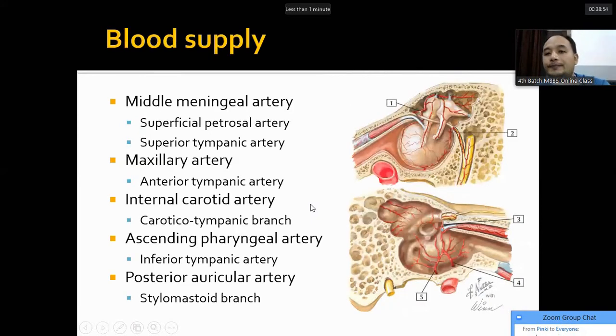Now the blood supply of the middle ear. It is mainly supplied by the middle meningeal artery, the maxillary artery, a branch of the external carotid artery, the internal carotid artery, the ascending pharyngeal artery, and the posterior auricular artery. The middle meningeal artery gives two branches, the superficial petrosal artery and the superior tympanic artery. The maxillary artery gives rise to the anterior tympanic artery. The internal carotid artery gives caroticotympanic branches. The ascending pharyngeal artery gives the inferior tympanic branch, and the posterior auricular artery gives the stylomastoid branch.